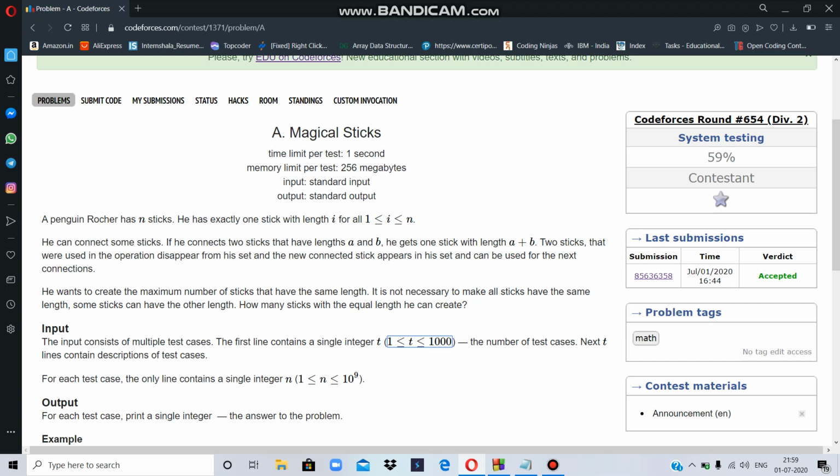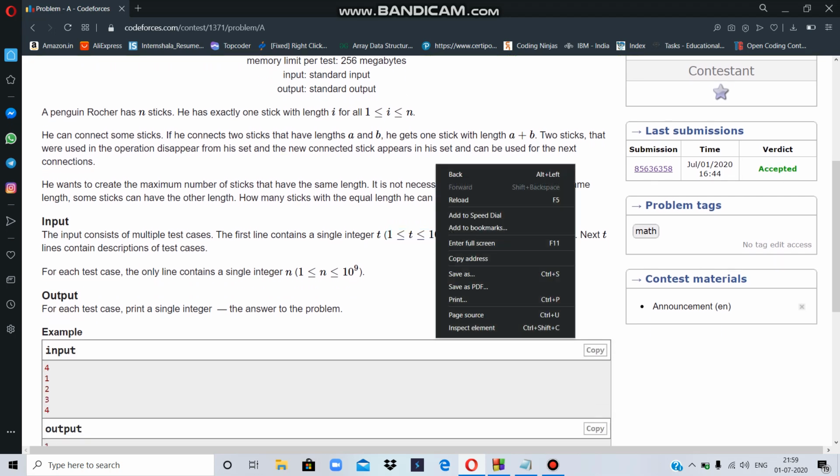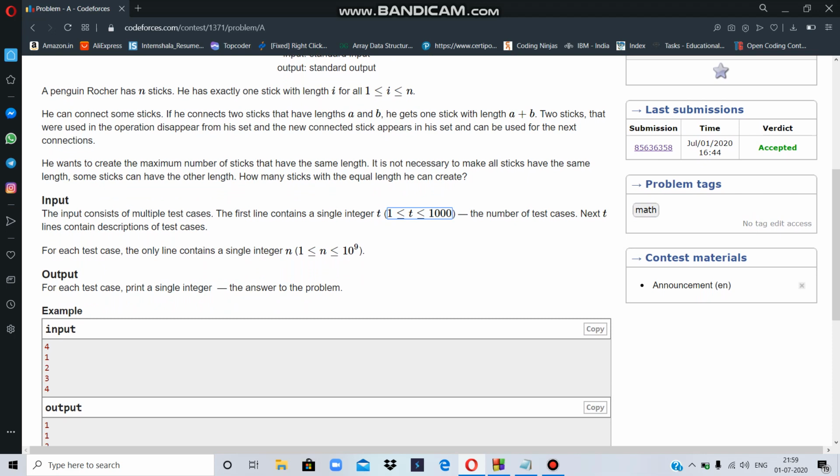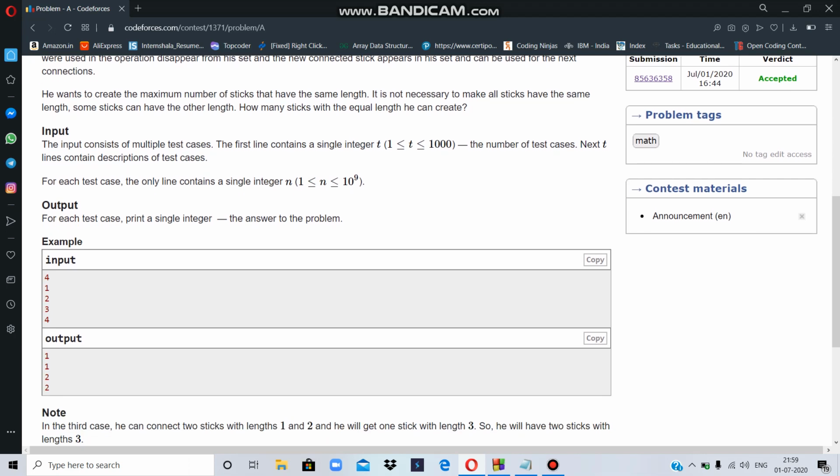Now let's go on to the input format. The input says that we have t test cases and each test case contains a single integer n which goes from 1 to 10 to the power 9. Here we have 4 test cases, n is 1, 2, 3 and 4, and here's the answer which we have to print.